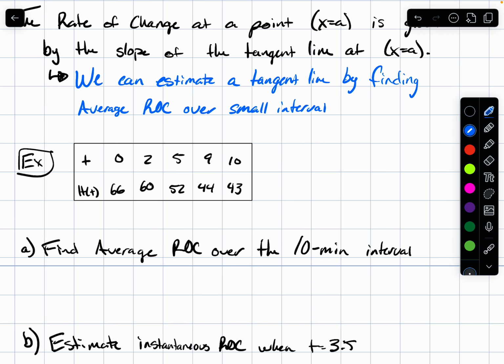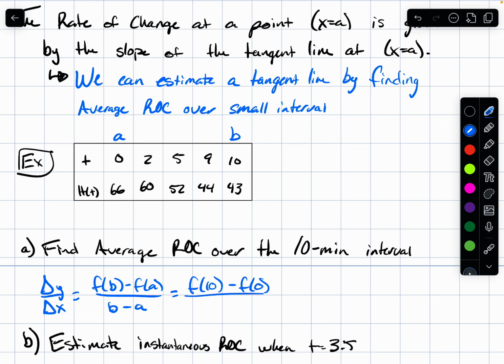So what I'm going to do first is set up the fact that delta y over delta x. I like writing this. Some of you might write f of b minus f of a, I guess I could write that too. So f of b minus f of a over b minus a. For the first few times that I do these, I'm going to plug in stuff on that 10-minute interval. The 10-minute interval starts at 0 and ends at 10. So that's going to be my b value and my a value, if that makes sense. So I'm going to plug in f of 10 minus f of 0 over 10 minus 0.